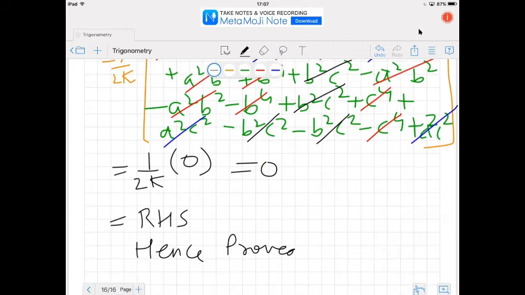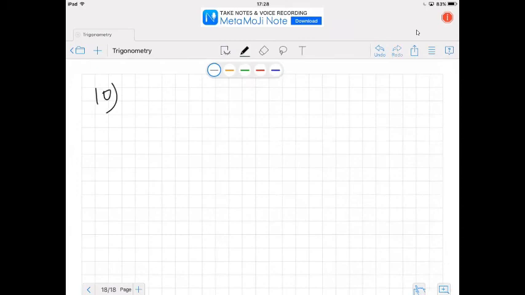So this question was actually a combination of the application of sine rule as well as cosine rule. There are some questions where you'll have to use both, and in some questions you might just get the answer by using the sine rule or the cosine rule independently. Let's look at the 10th question now.